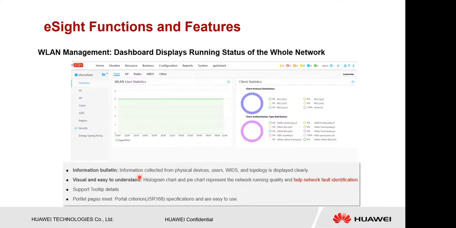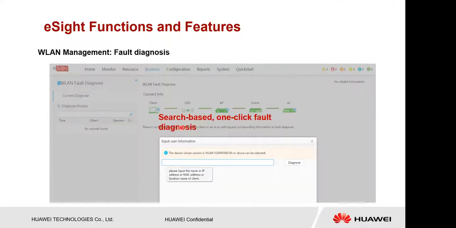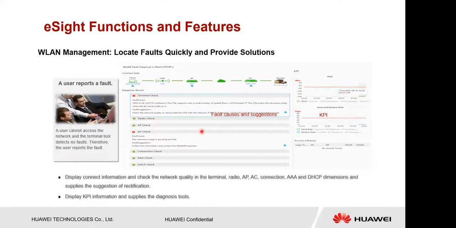And the information collected from the physical devices using WIDS and topology is displayed clearly in this page. So basically it is easy to understand based on this chart or graph. And also it can help to locate the fault in the network. So this is the example. If you want to diagnose the fault in the WLAN network, you can also use this feature. Once you have diagnosed, it will show you what the fault cause is and also what the fault suggestion is. You can also see whether the radio is normal or not, whether the AP is normal or not, and whether the AC is running normally or not, and so on. We have a few other parameters as well.